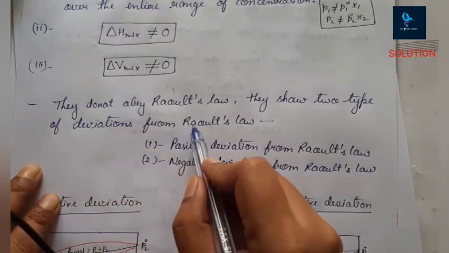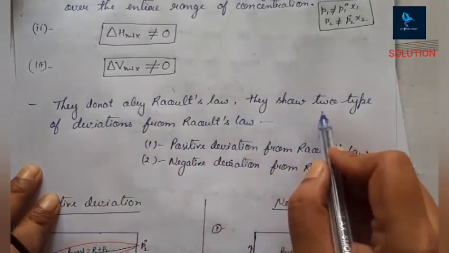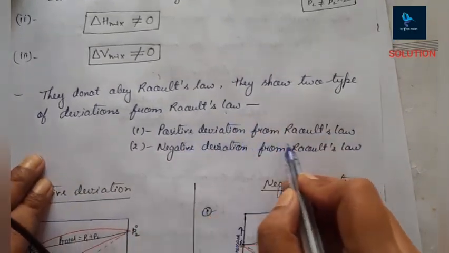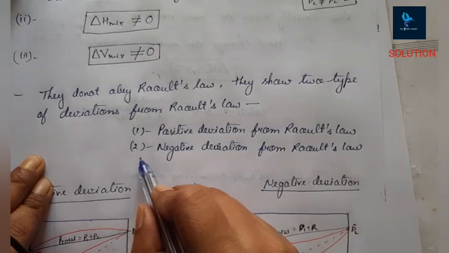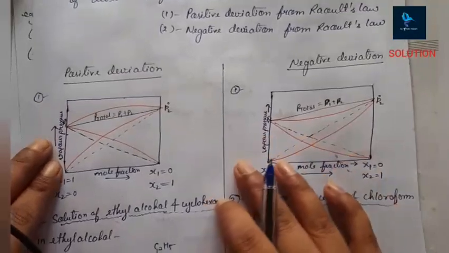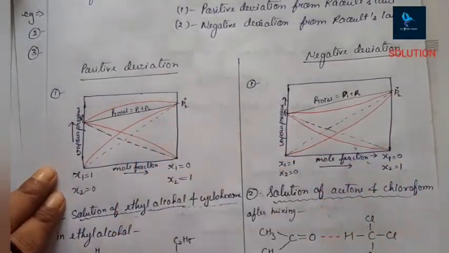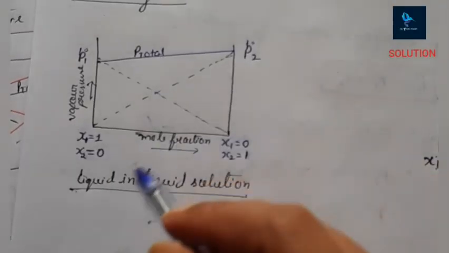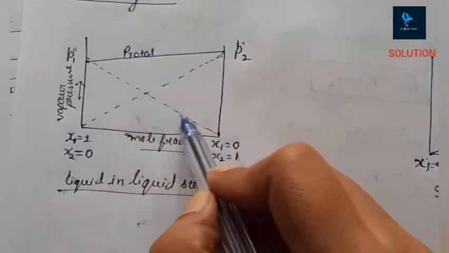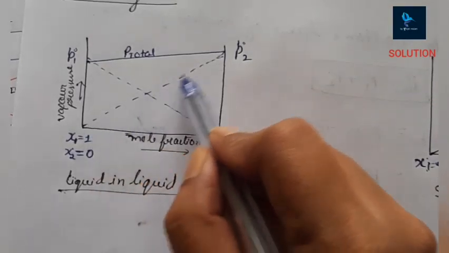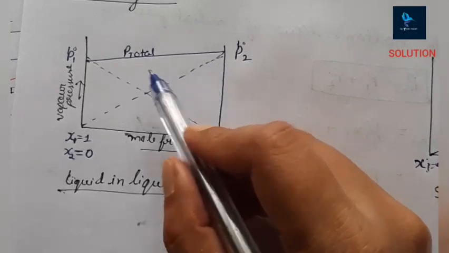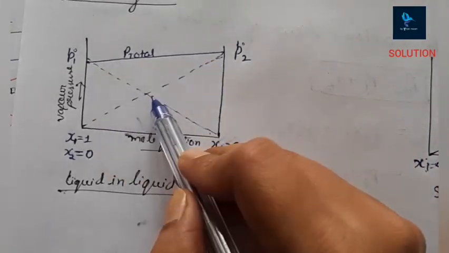They do not obey Raoult's law, so they show two types of deviation from Raoult's law. The first is positive deviation from Raoult's law, and the second is negative deviation from Raoult's law. What is the positive deviation? According to Raoult's law, the solution must follow this path. Those solutions which follow this path are called ideal solutions. But when the solutions do not follow this path, they are called non-ideal solutions.